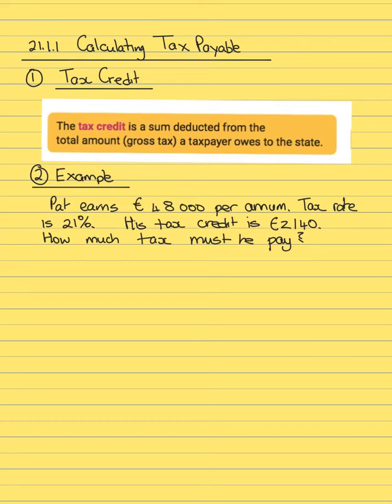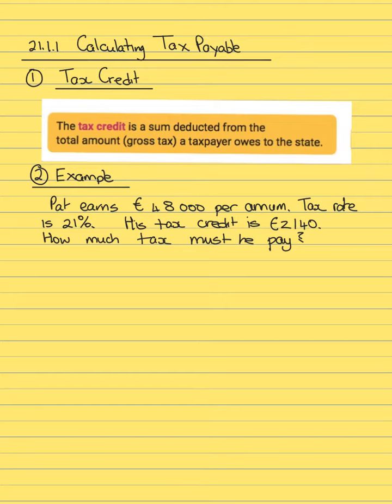In this example, you might want to pause the video to copy this down. We're told that Pat earns $48,000 per annum. The tax rate is 21%. His tax credit is $2,140. And remember, the tax credit is the amount that's taken from his gross tax. And we want to work out how much tax he must pay. Let's have a look at it.